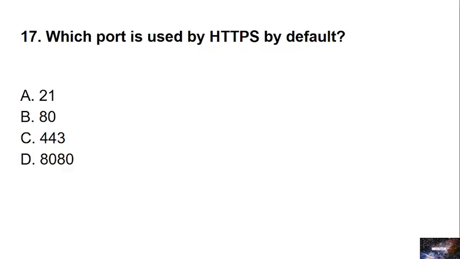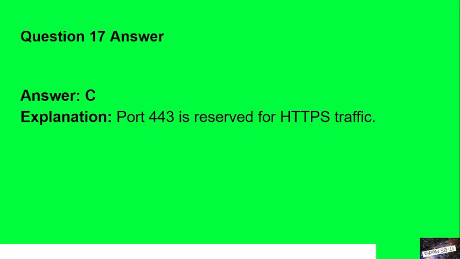Question number 17. Which port is used by HTTPS by default? Is it port 21, 80, 443, or 8080? The answer is C. Port 443 is reserved for HTTPS traffic.